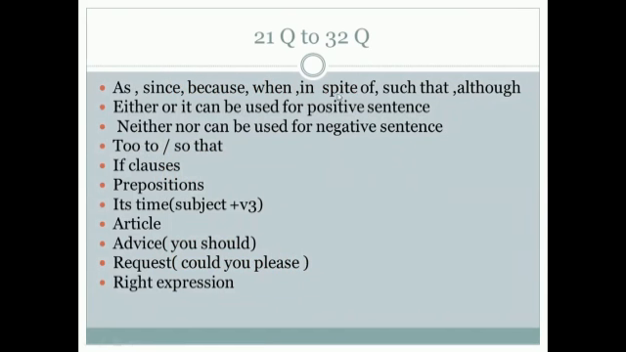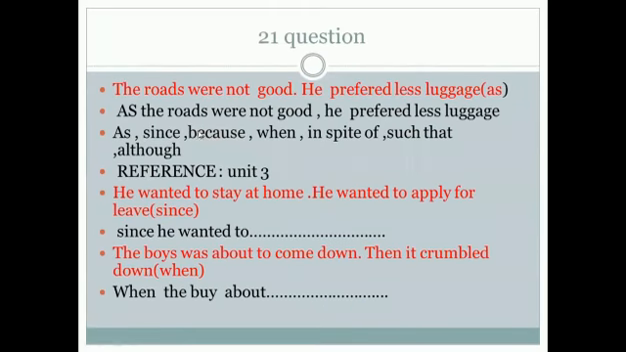As, since, because, when, in spite of, such that, although, these are all used for combining sentences, and either or can be used for positive sentences, and neither nor can be used for negative sentences. The topics are combining sentences, if clauses, prepositions, each time, article, advice, request, and right expression. Let me discuss them. The roads were not good. He preferred less luggage. As the roads were not good, he preferred less luggage.